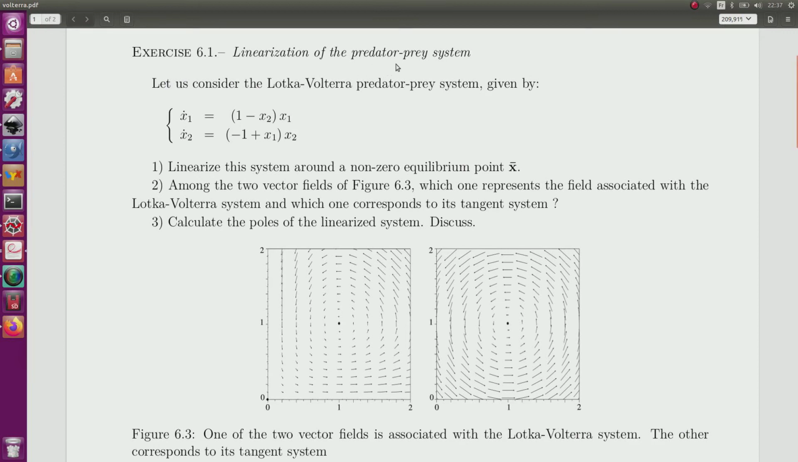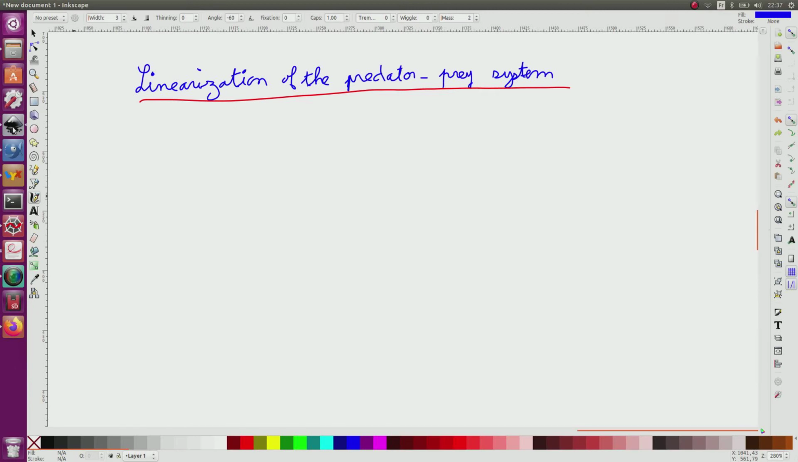Linearization of the predator-prey system, also known as the Lotka-Volterra system. It is described by this state equation here, and we have to linearize it around a non-zero equilibrium point. So the state equation is the following.